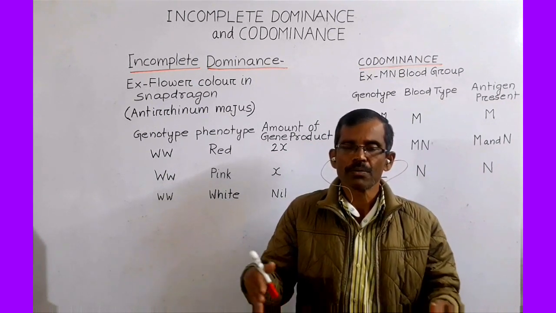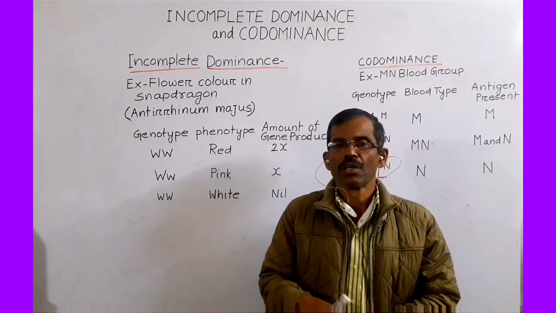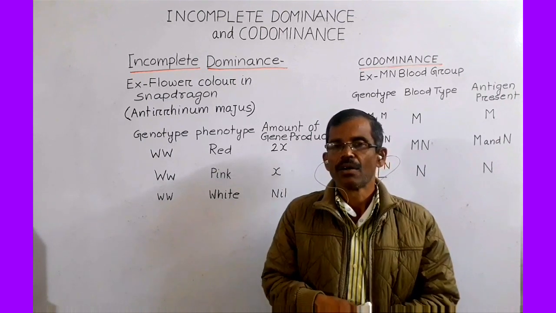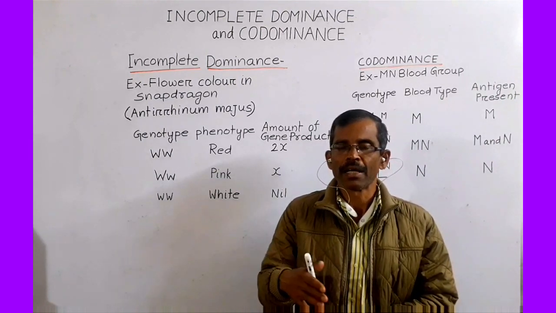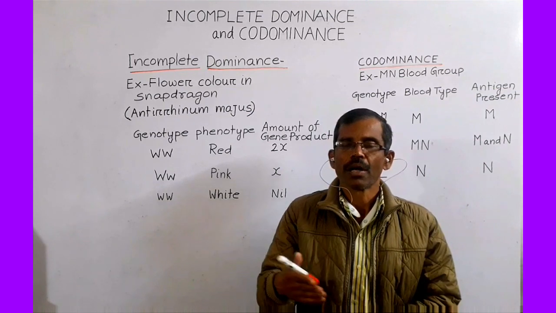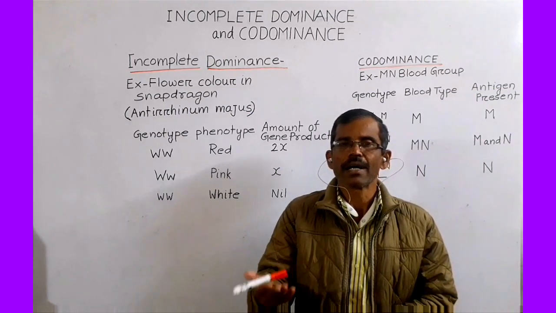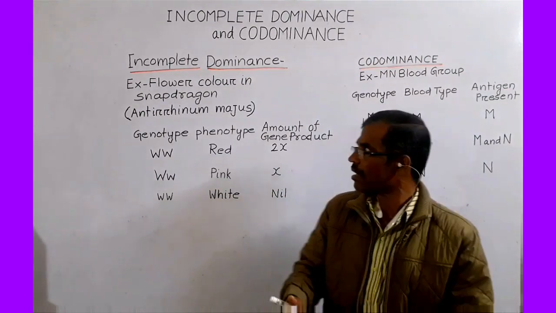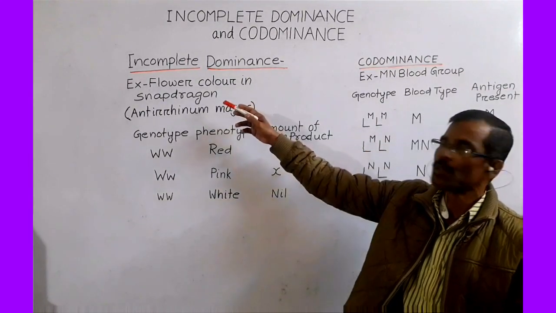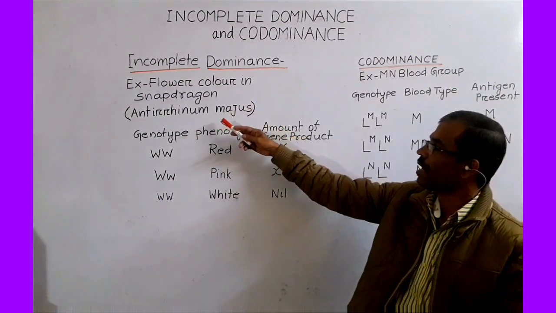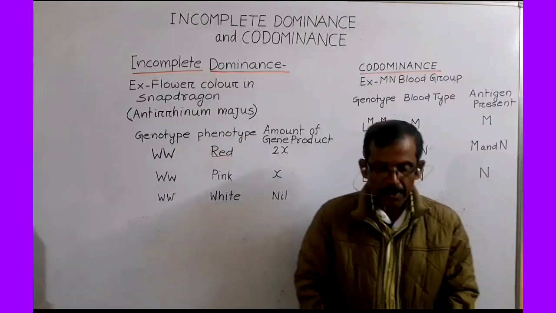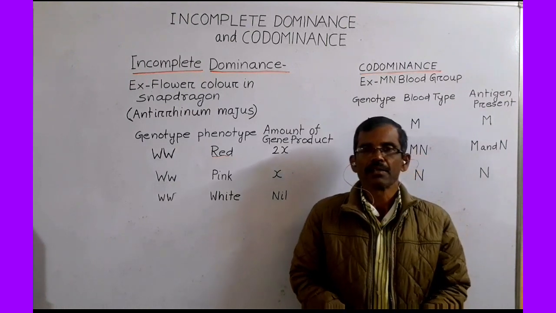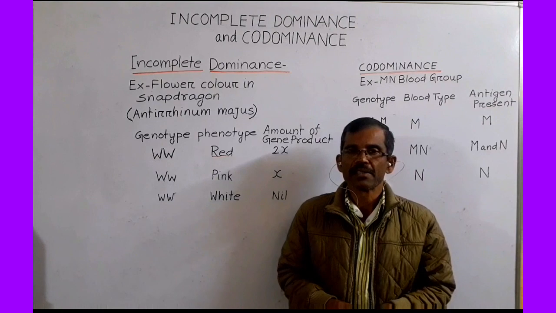It is a form of gene interaction in which both the alleles of a gene are partially expressed, often resulting in an intermediate or a different phenotype. An example of incomplete dominance is the flower color in snapdragon, which is scientifically known as Antirrhinum majus. In snapdragon, the color of the flower is controlled by a gene which has two alleles.